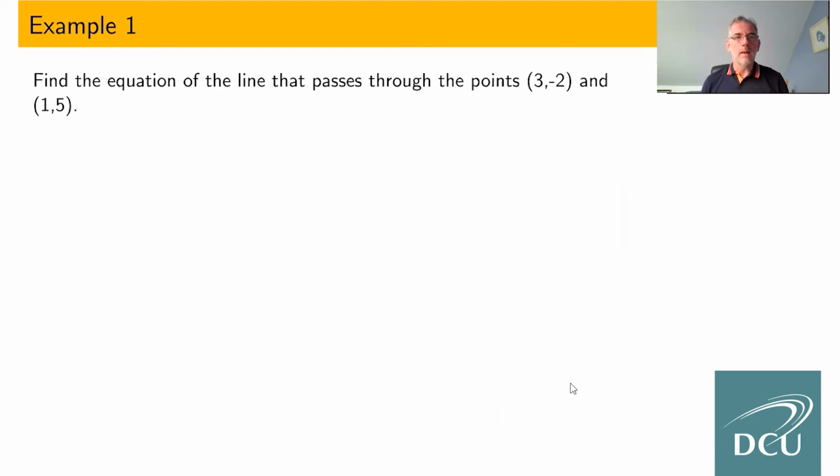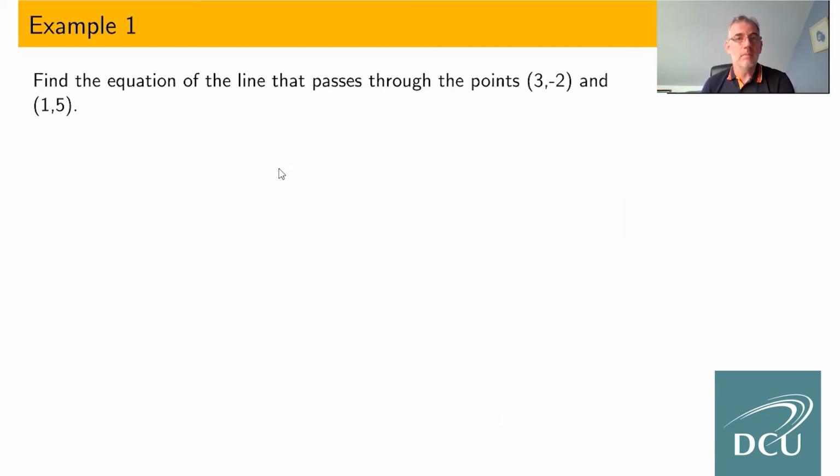Okay, so then we're ready now to get to grips with a few examples. The first one, as we see here, is asking us to find the equation of a line that passes through the points x equals 3, y equals minus 2, and x equals 1, y equals 5. There's a couple of different ways that we can do this, but we've just been talking about slope.